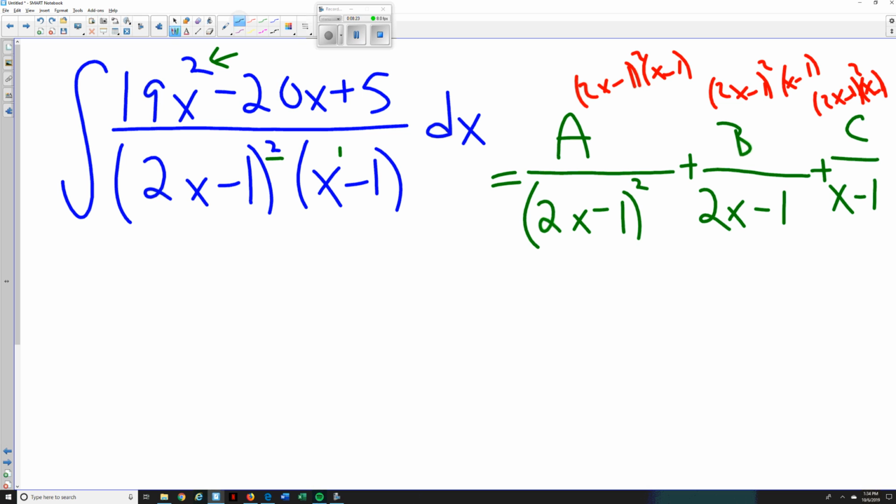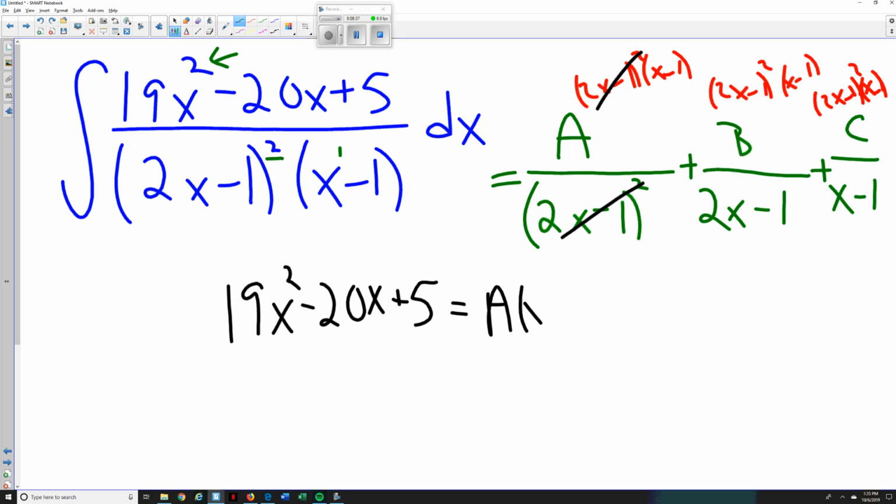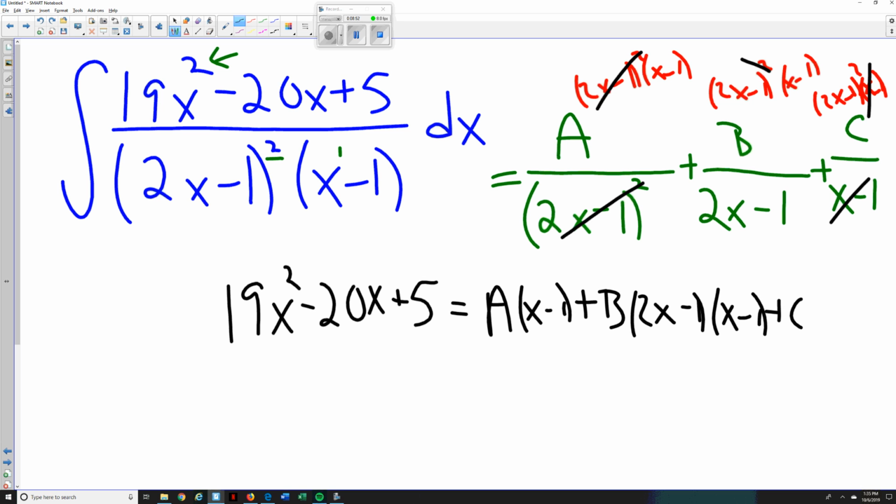Okay? And so as we work this out, what we get is 19x squared minus 20x plus 5. So that divides that, and so we get a times x minus 1 plus b. One of those will cancel out. So b times (2x minus 1) and (x minus 1) plus c. So that and that cuts out, times (2x minus 1) squared. Okay. So we use the power of television here to simplify. And so when you simplify, we get this.